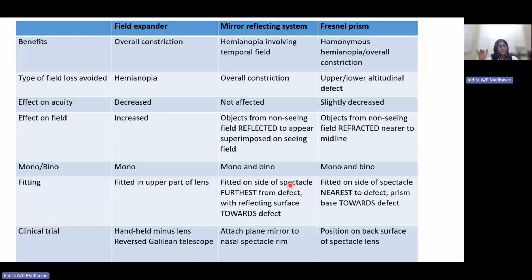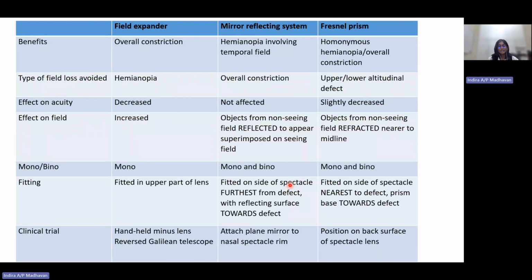The similar method is used for patients who have hemianopia, especially the one involving the temporal field. That means the temporal visual field is affected. So there is a scotoma kind of thing on the temporal field from both sides of our eyes.